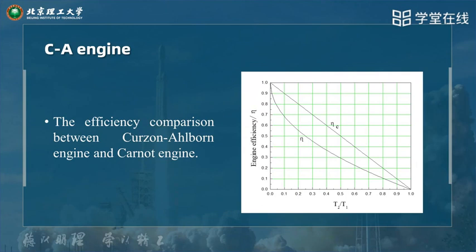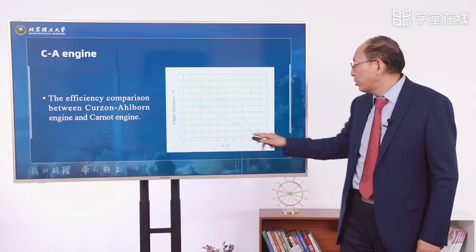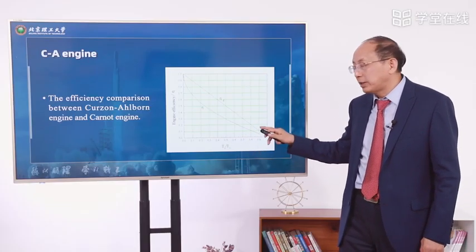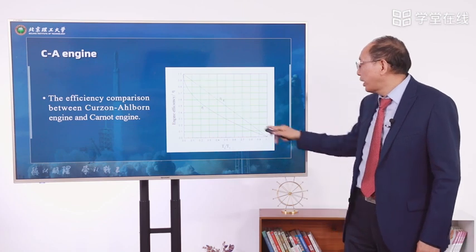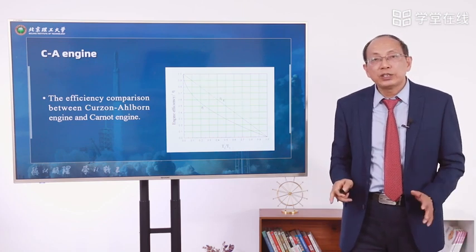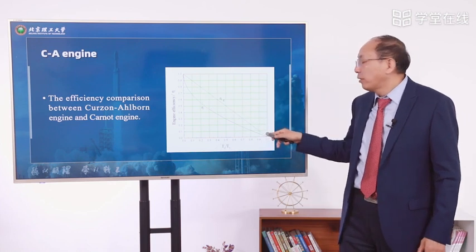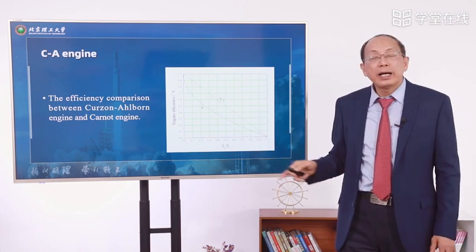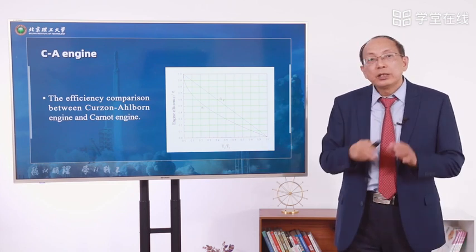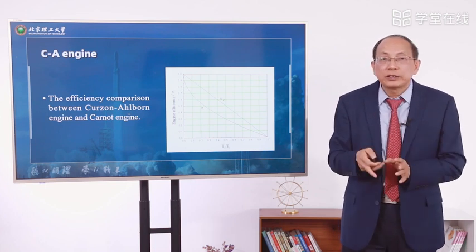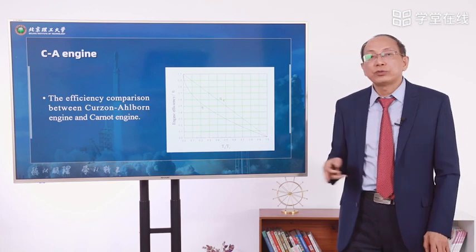We can do some comparison of the efficiency between the CA engine and the Carnot engine. From this picture, the vertical axis is engine efficiency. The horizontal axis is T2 over T1. The straight line is the Carnot efficiency. The curve is this engine's efficiency. You can find that at any point this engine's efficiency is always smaller than the Carnot engine efficiency.